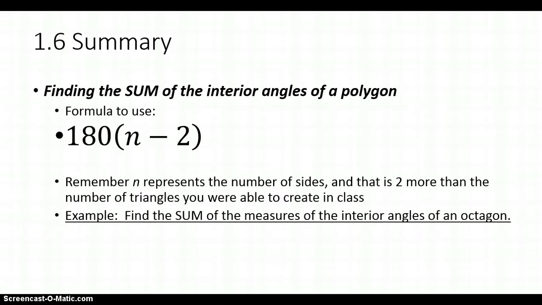So if we look at an example, I'm going to find the sum of the measures of the interior angles of an octagon. An octagon has 8 sides, so I'm just going to plug that into the formula. 180 times 8 minus 2. Remember, you have to do parentheses first. 180 times 6, and I get 1080 degrees for the sum of the interior angles.